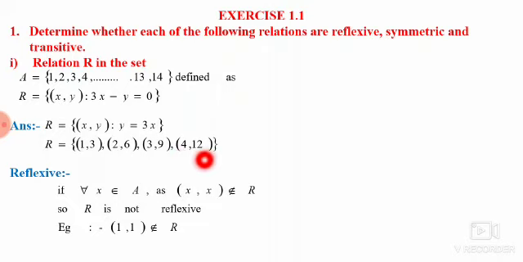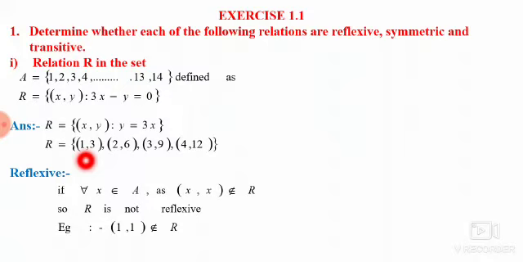Now the same relation we have to check whether it is symmetric or transitive. To check the symmetry of the given relation, if I select any ordered pair of the given relation R, its reverse ordered pair must be there in the same relation.